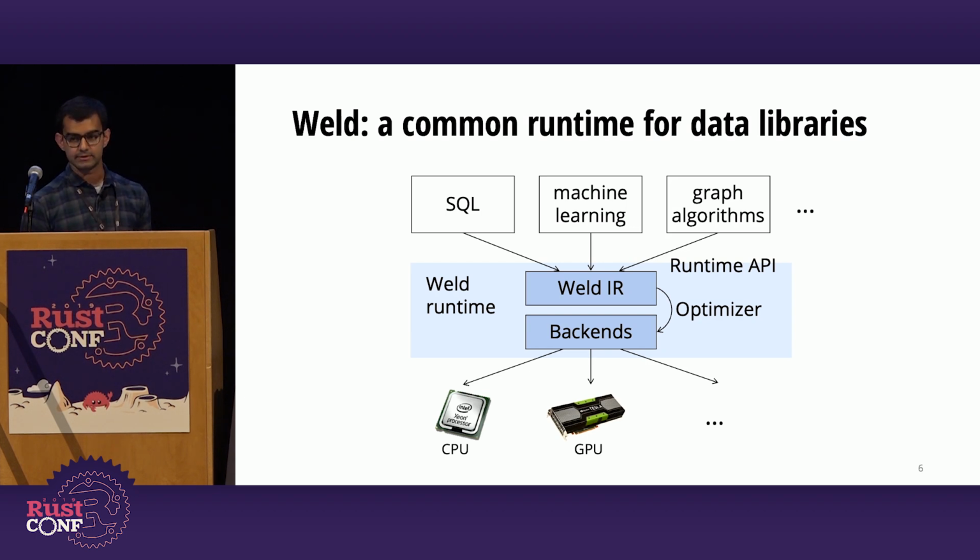And the final component is this optimizer, which is basically like a standard compiler optimizer, which takes the IR and transforms it into a more efficient version of the same IR, and then that's sent over to the backends, and the backends use something like LLVM to do code generation.